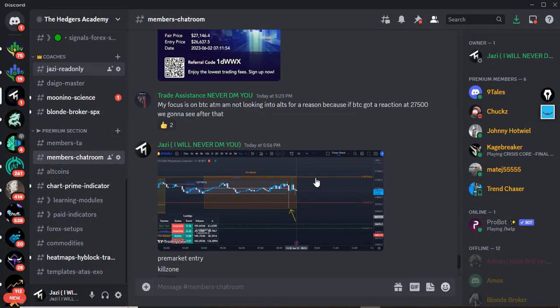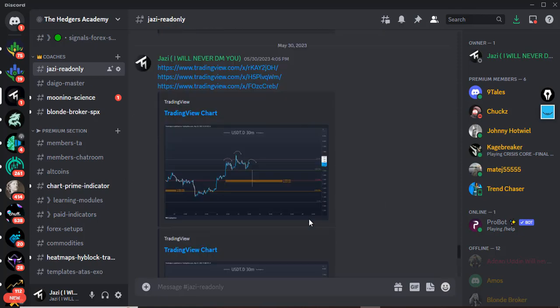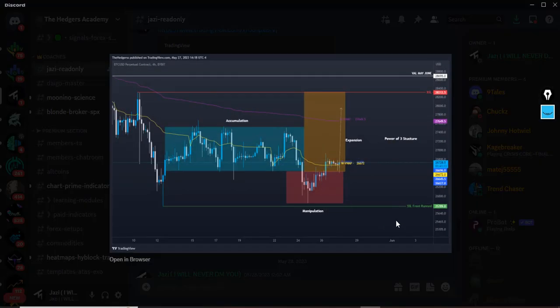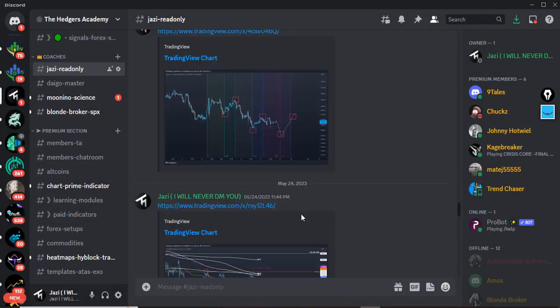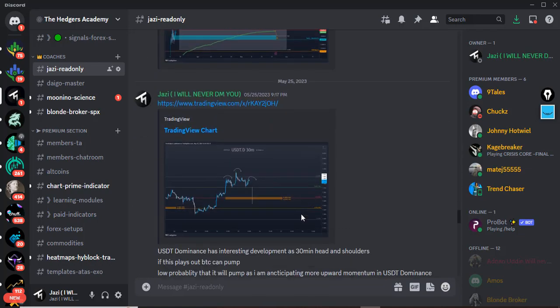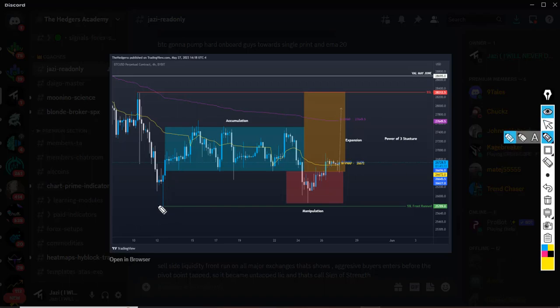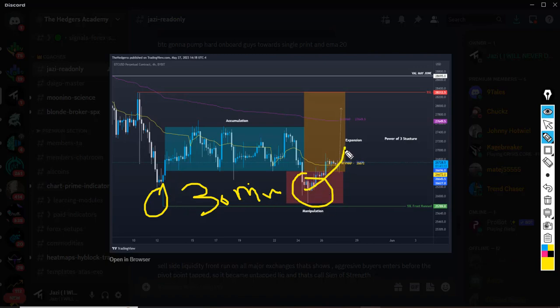Also, I have shared it in my Discord channel. You can see here the accumulation, manipulation, and expansion. I'll give you a more precise one. This one is the oldest. Accumulation, manipulation, expansion, power of three price structure, okay? And that is the 30-minute wick. The 50-minute of the wick has been taken out on this manipulation price action.